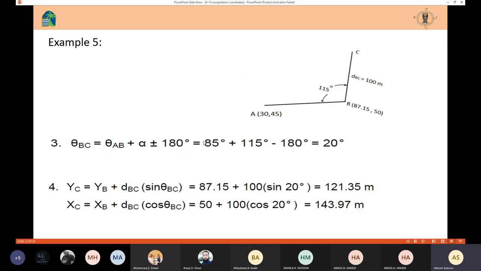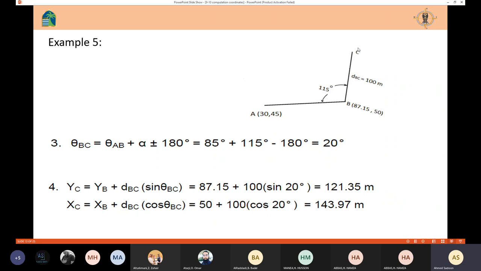Then we need to examine this summation, and it's obviously this summation is more than 180. Then we are going to subtract 180, and the value of the forward BC or the azimuth BC or the angle BC came out to be 20 degree, and it makes sense because it's more than 0 and it's less than 90. Finally, it's required to determine the coordinate of the point C.